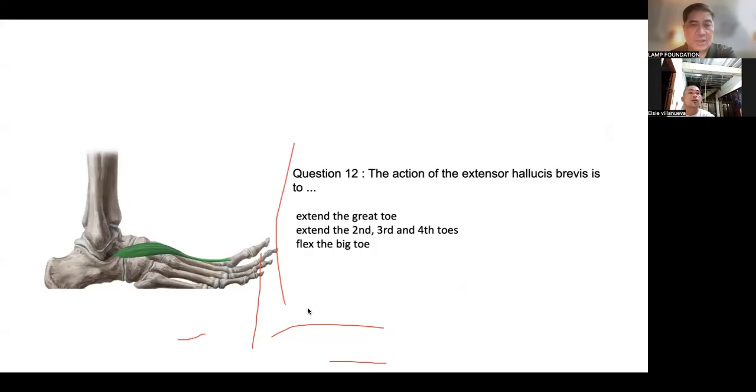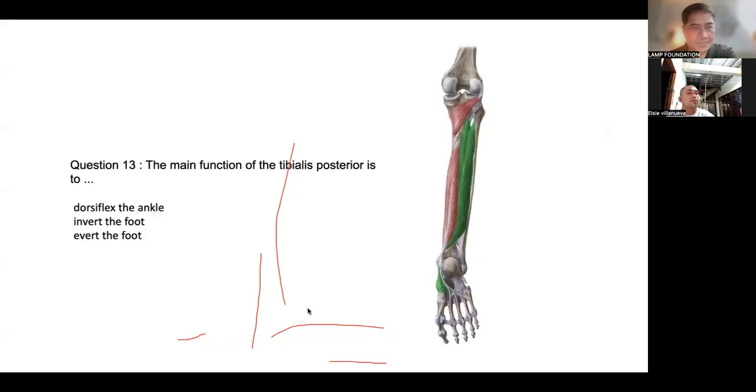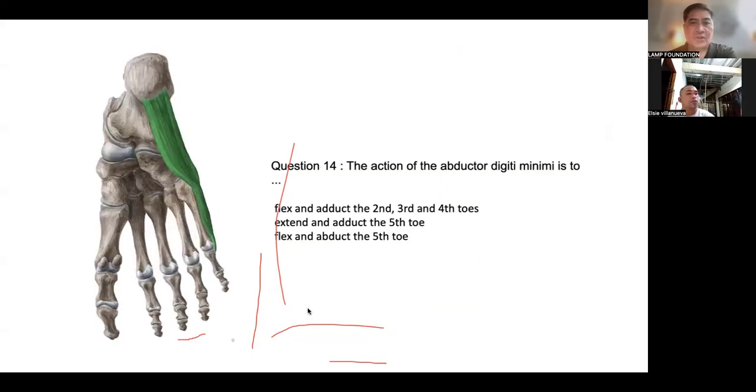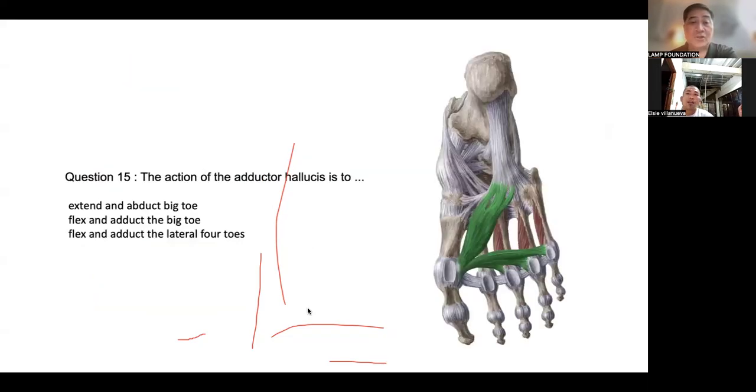Action of extensor hallucis brevis. Extend the great toe. Main function of tibialis posterior. Foot. Action of the abductor digiti minimi. Flex and abduct the fifth toe. Action of adductor hallucis. Flex and adduct the big toe.